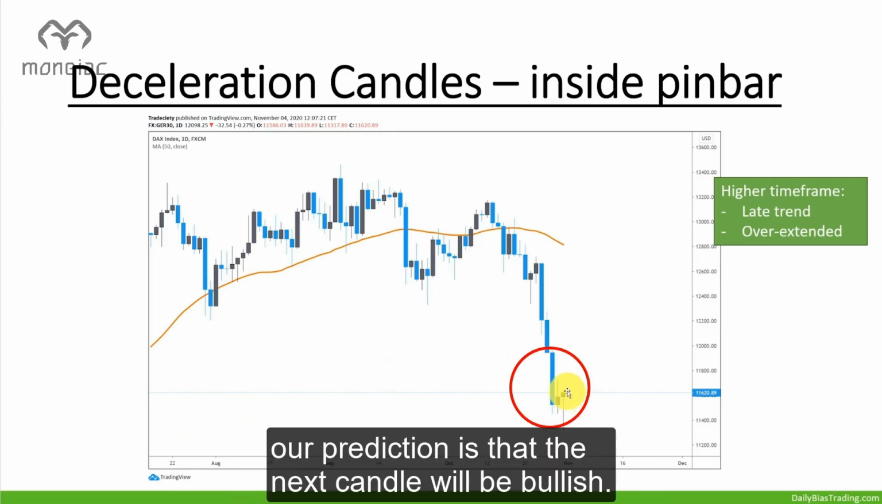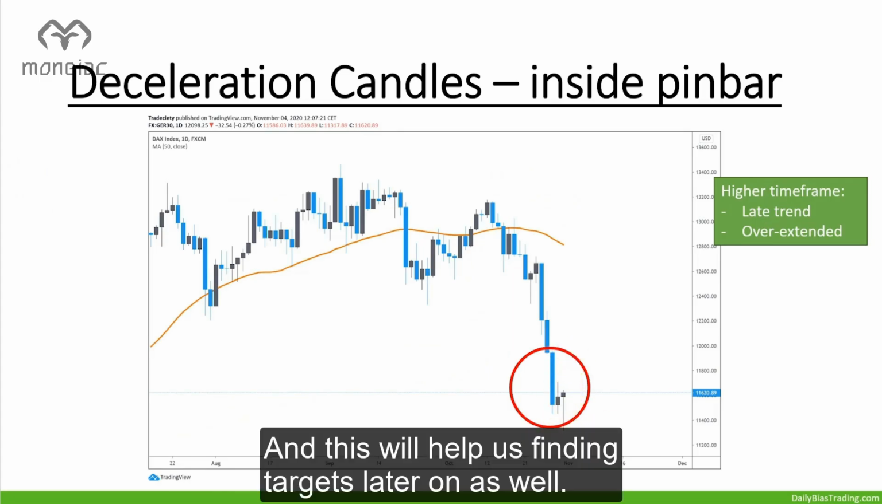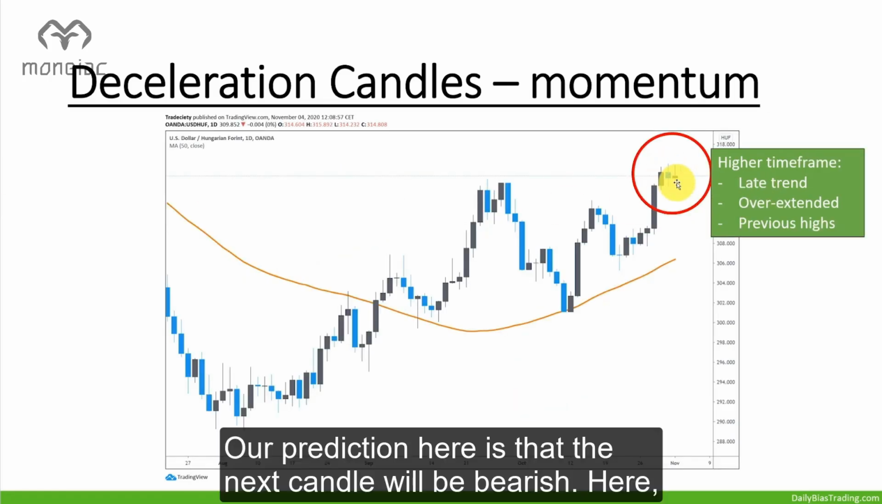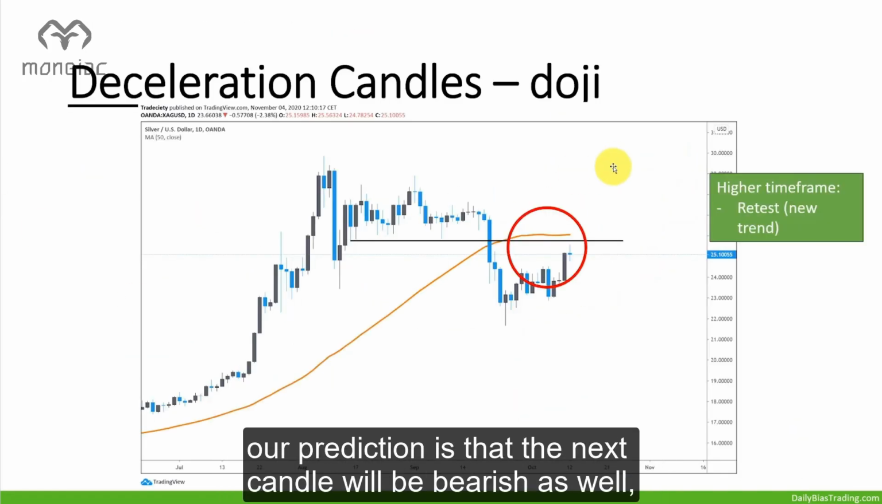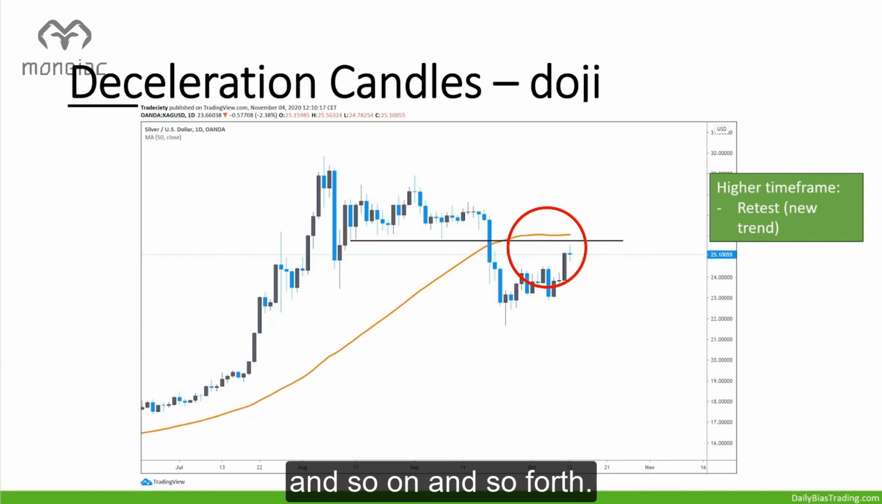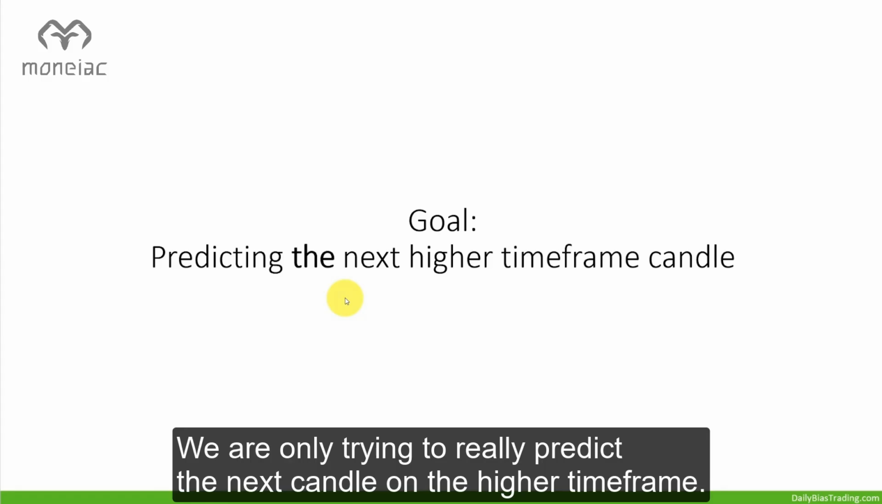Here, our prediction is that the next candle will be bullish, and this will help us find targets later on as well. Our prediction here is that the next candle will be bearish. Here, our prediction is that the next candle will be bearish as well, and so on and so forth. We are only trying to predict the next candle on the higher time frame.